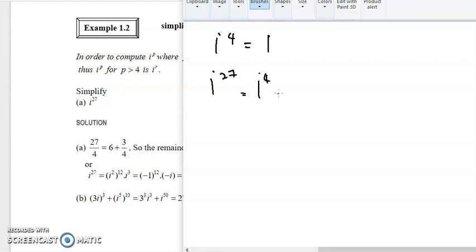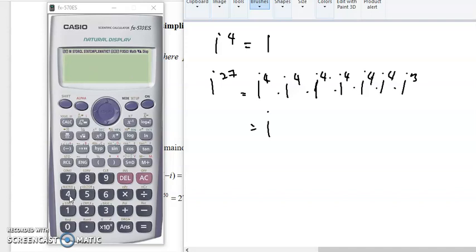i to the power of 4 multiply i to the power of 4 multiply i to the power of 4 multiply i to the power of 4. What's more? 4, and then we'll be having and continue i to the power of 4 and i to the power of 4 and then i to the power of 3. We'll be having 6 times, right? 6 times 4, 1, 2, 3, 4, 5, 6. Okay, 4 times 6 is 24, so i to the power of 24 here. So i to the power of 24 multiply i to the power of 3. So you'll be having this one, right?